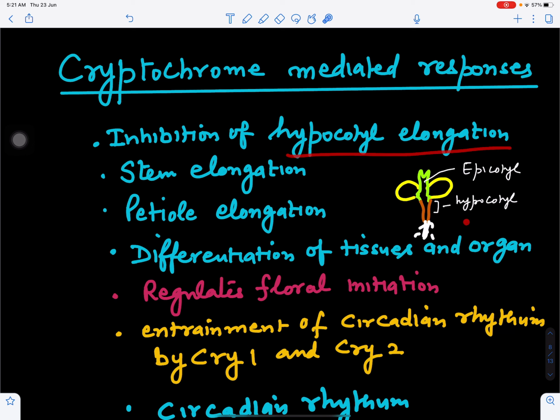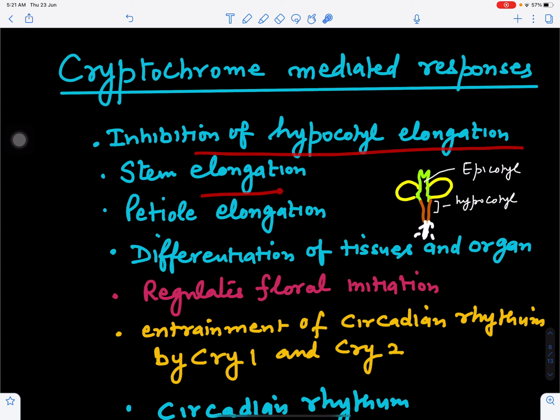Now what is hypocotyl elongation? When a seed germinates, this is the cotyledon part, this is the plumule part and this is the radicle part, right? So this part is the root system, and this part of the stem between the root and the cotyledons, these are the cotyledons, is called the hypocotyl, meaning below cotyledon, and this part above the cotyledon, the plumule part, is called the epicotyl. So the length of the hypocotyl is shortened or inhibited with the help of blue light. So inhibition of hypocotyl elongation.